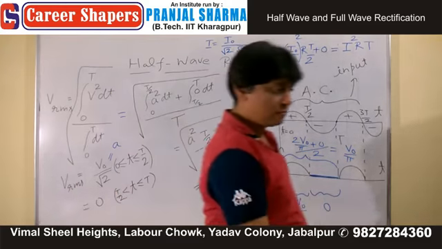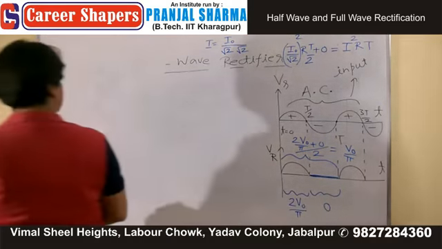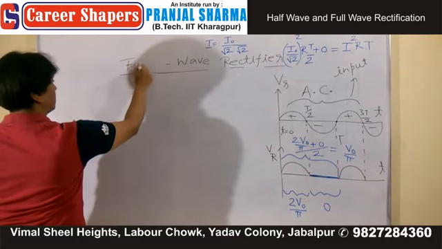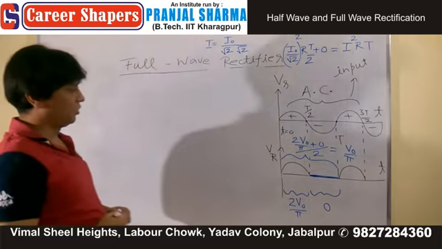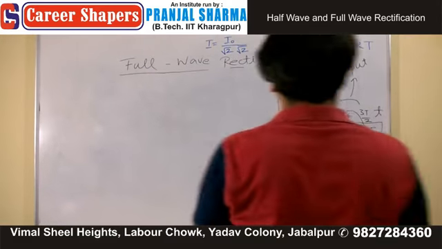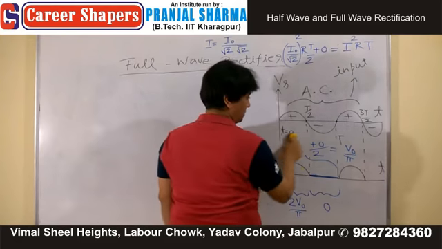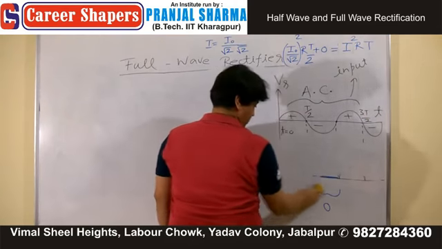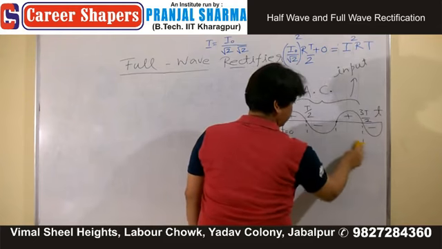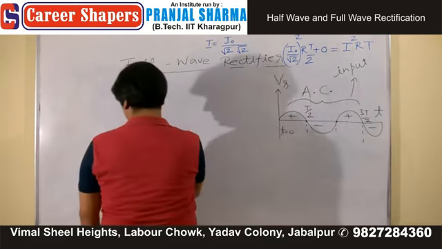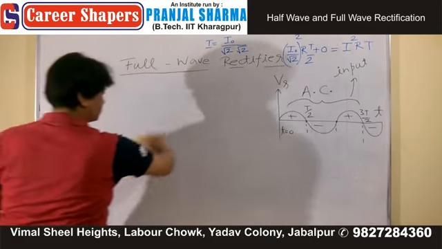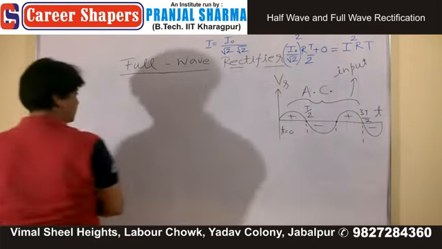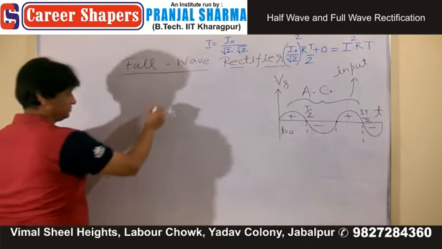Now write down full wave rectifier. Now in full wave rectifier, you need to choose your circuit in such a manner that for both half cycles, a current passes through the external load. And how you do that? That's how you do this.